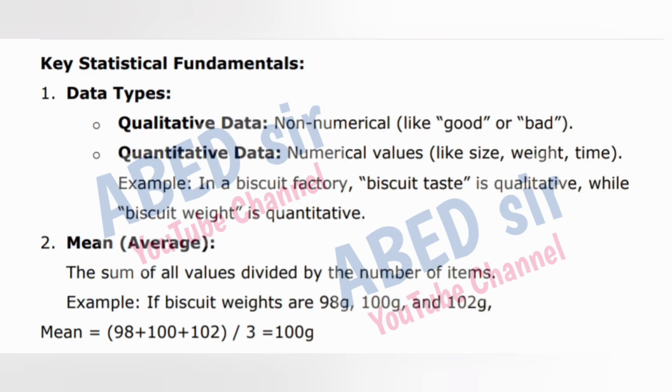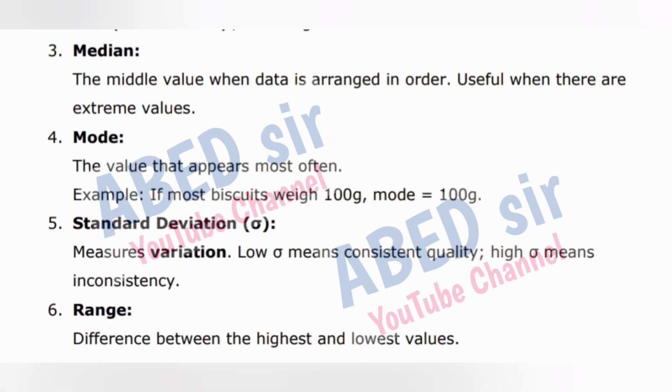2. Mean, average. The sum of all values divided by the number of items. Example: if biscuit weights are 98g, 100g, and 102g, mean is equal to (98 plus 100 plus 102) divided by 3, which is equal to 100g. 3. Median. The middle value when data is arranged in order. Useful when there are extreme values.